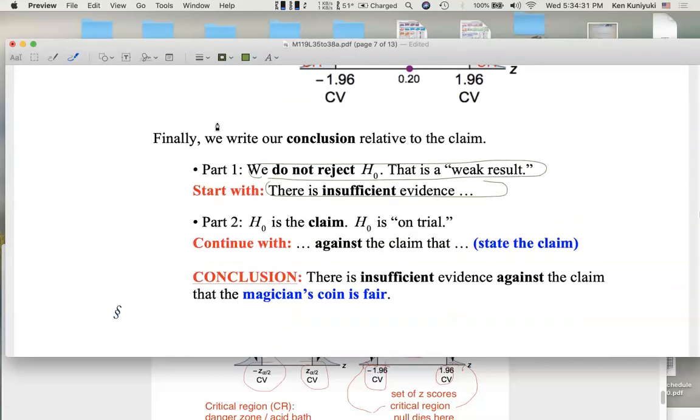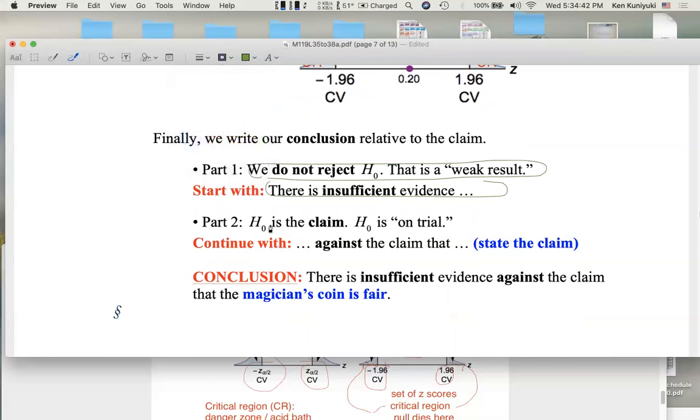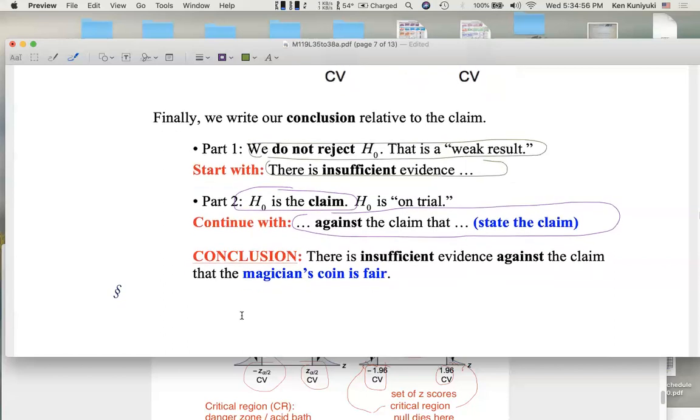Now, the claim was that the coin is fair. The claim was the null, right? The magician's coin is fair. So we put the null on trial, okay? And we're weighing evidence against that null claim. Because the null is a claim, we weigh evidence against that null claim. Putting the pieces together, there is insufficient evidence against the claim that the magician's coin is fair.